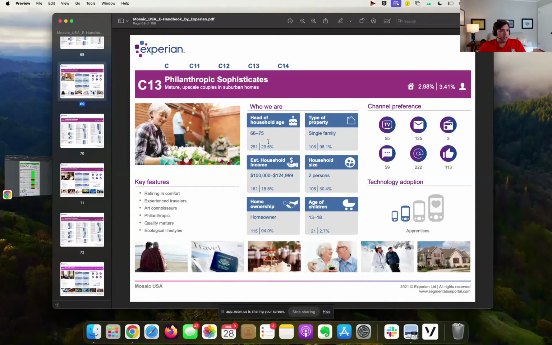Well, the Mosaic handbook tells us that these people are typically between 66 and 75 years old. If they have kids, it's a very low percent. 2.7% of these folks have kids within the 13 to 18 age range. So these probably aren't the people that we're going to send letters to promoting Vacation Bible School for their kids. But how can we start to segment and personalize messaging?